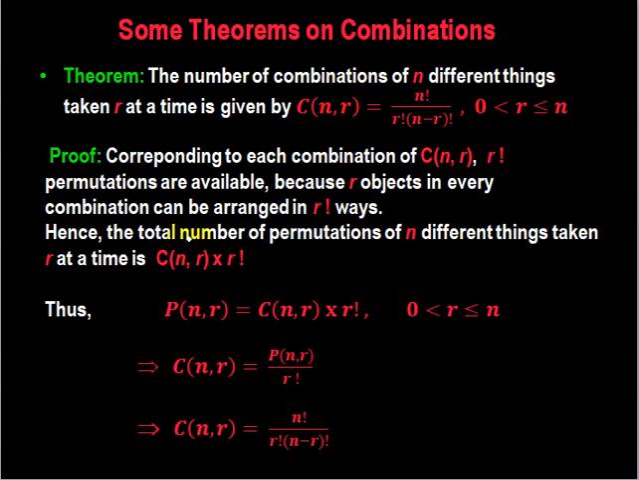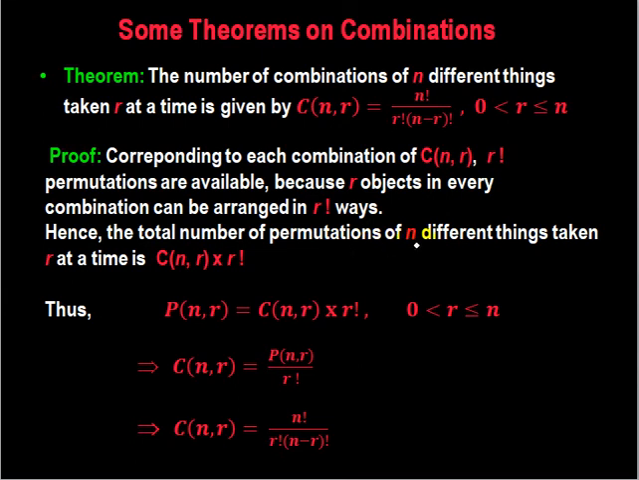First, let us check it. The example which we have taken is only a generalization of that. It says corresponding to each combination C(n,r), within this combination r factorial arrangements are taking place. We saw in the previous example, among all 4 selections, 3 factorial arrangements were taking place. In the same way, corresponding to each combination of C(n,r), r factorial permutations are available, the reason being r objects in every combination can be arranged in r factorial ways.